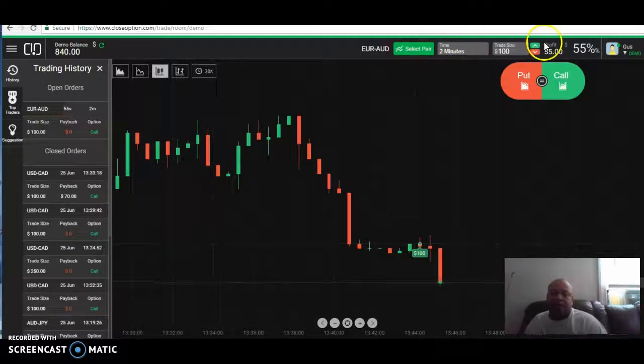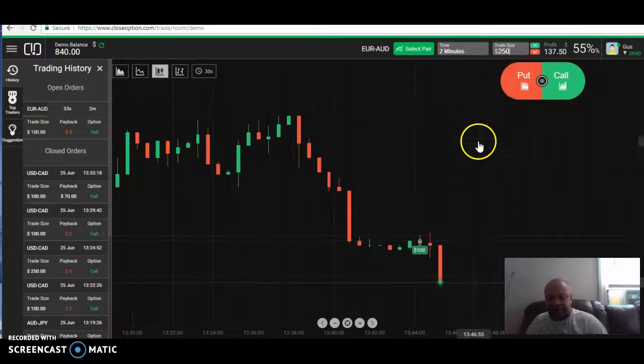Okay. So what I'm going to do is apply my Martingale strategy, because in case this trade loses, I'm going to put a bet of 2.5 times the original trade, which is $100. In case this trade loses, I'm going to put a trade for $250 to cover the $100 loss and make some profit on top of that to recover the loss.